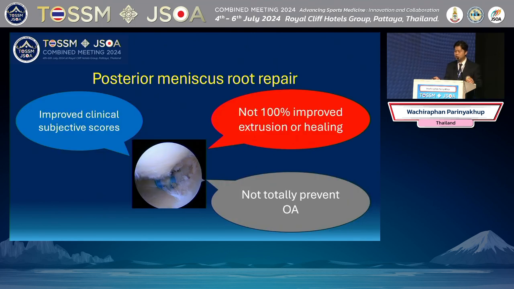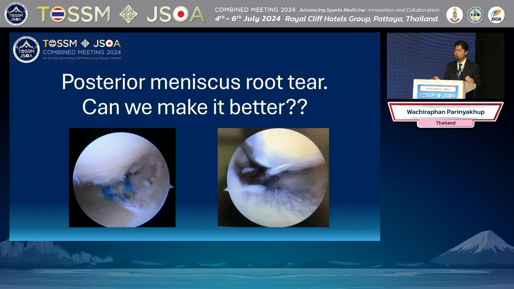So in summary, meniscus root repair can improve the clinical subjective scores, but cannot 100% improve all the meniscus extrusion, or cannot 100% heal to the bone. So it does not totally prevent osteoarthritis. So can we make it better?